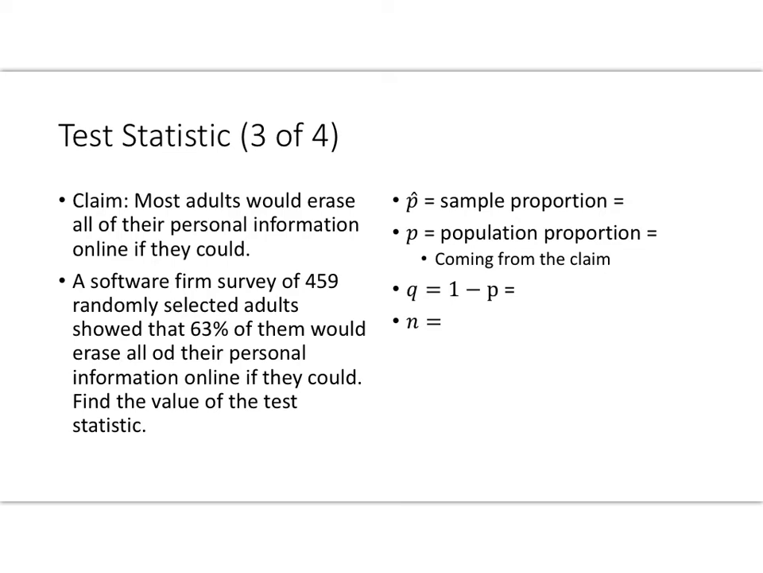So our sample proportion tells us that 63% of them would erase their personal data, so this is going to be 0.63. The population proportion is coming from the claim: most adults would erase all of their personal information if they could. Most adults, we know, means 50%, so 0.5. Then q is going to be 1 minus p, which is, of course, here, 0.5. And our n is 459.